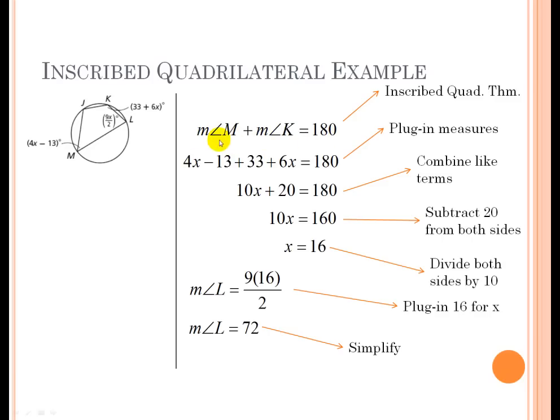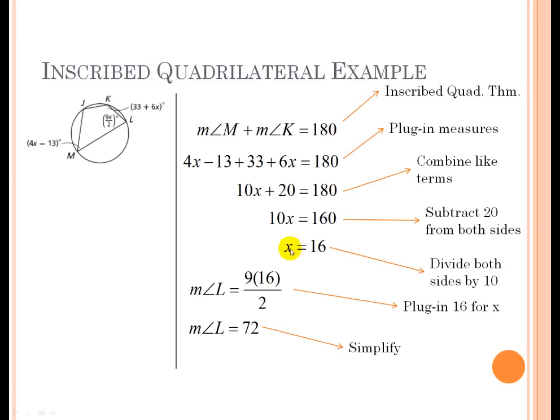So I got it right there. M plus K equals 180. I'm going to plug in my measurements for those. I got M is 4x minus 13. K is 33 plus 6x. Adds up, I should get 180. So combine some like terms. 4x and 6x gives me 10x. Minus 13 plus 33 gives me plus 20. And that still equals 180. Subtract 20 from both sides. Divide both sides by 10. I get x is 16.